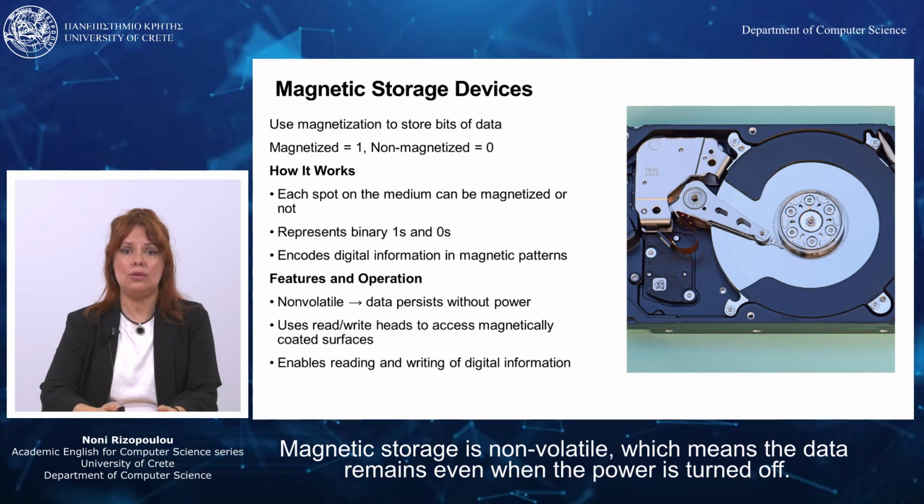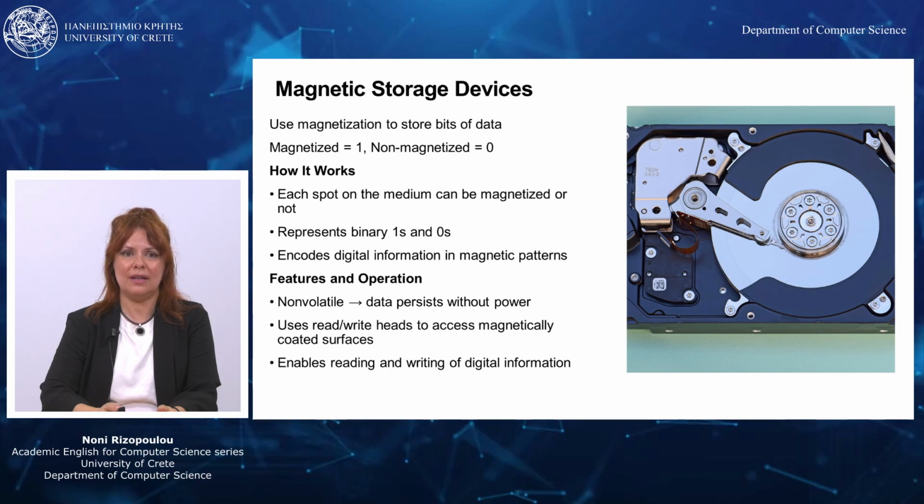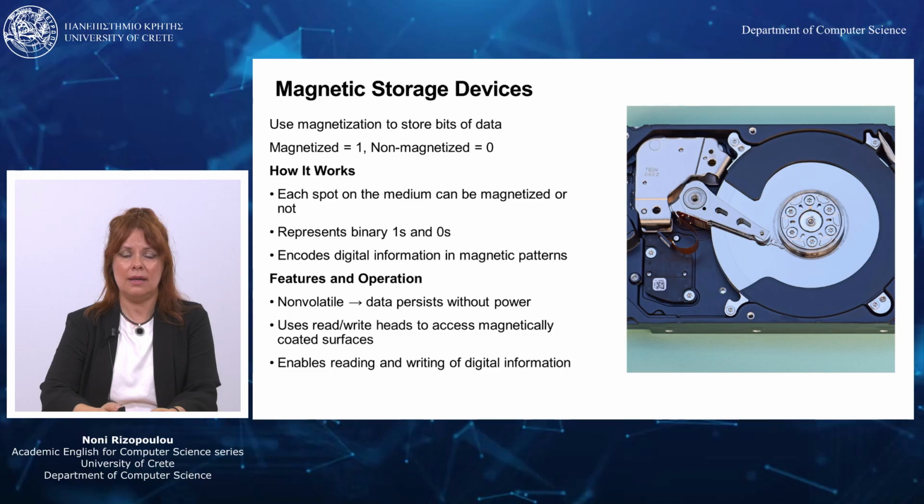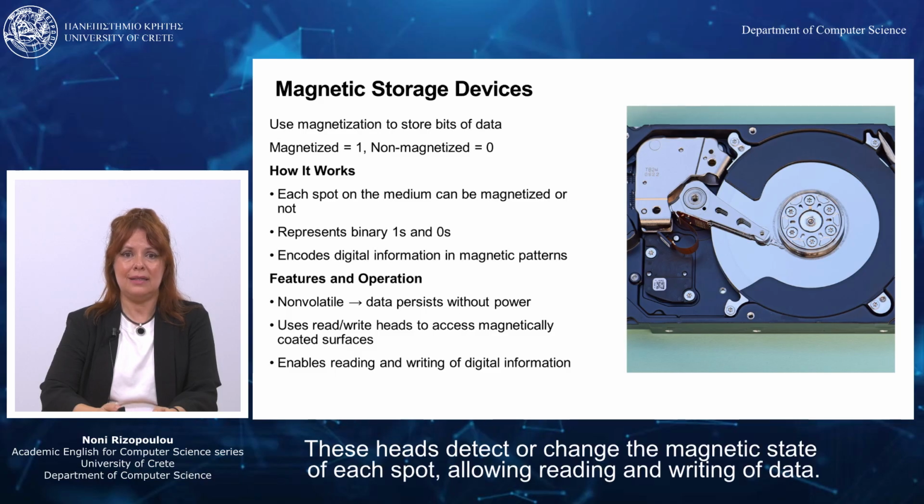Magnetic storage is non-volatile, which means the data remains even when the power is turned off. It typically uses read-write heads to access information on magnetically coded surfaces. These heads detect or change the magnetic state of each spot, allowing reading and writing of data.